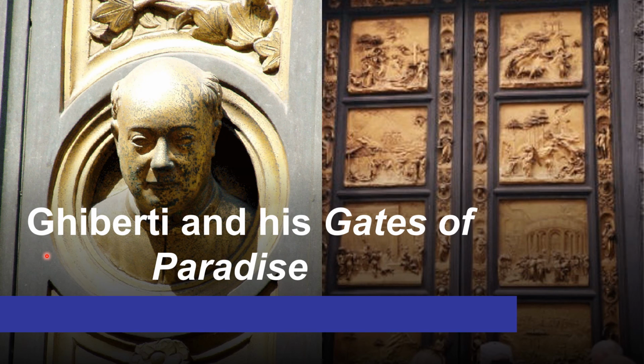So he wins the commission and he creates that first set of doors. He then is asked to create another set. Michelangelo, spending a lot of time in Florence, saw them, and when he saw these doors, he said, why, they are worthy to be the gates of paradise, the gates to heaven. And so that name has stuck. So this second set of doors has always been referred to as the gates of paradise.